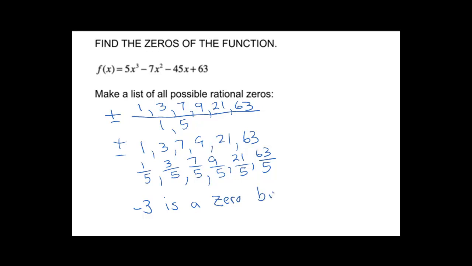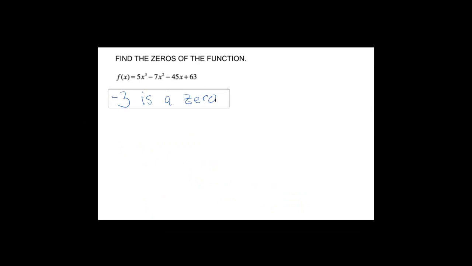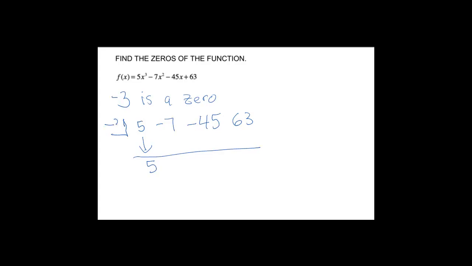And we did that by the calculator. So -3 is a 0. We will use synthetic division with -3, and we should get 0 for remainder. So we'll set up, pull our coefficients. So we have 5, -7, -45, and 63. Skip a line, bring your 5 down, right, and -3 is a 0.